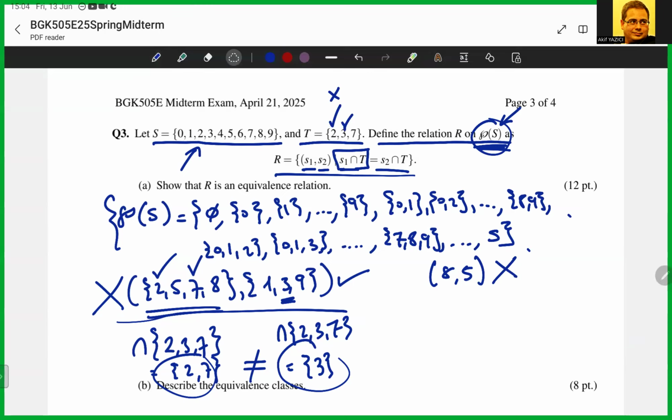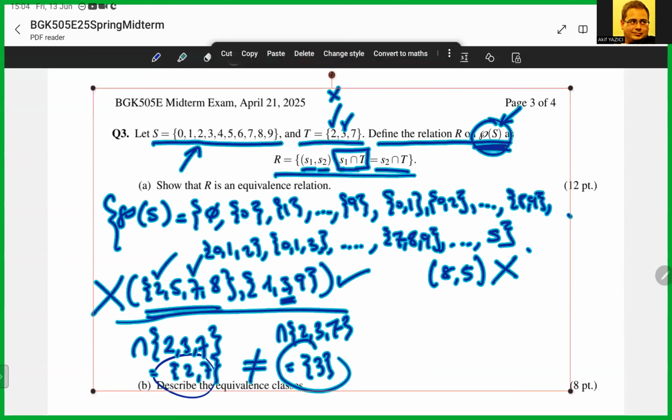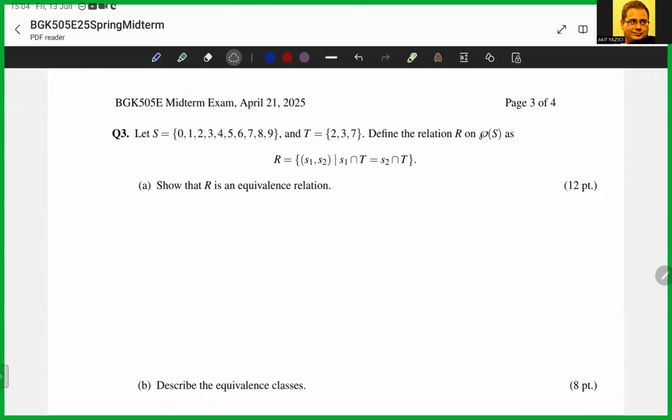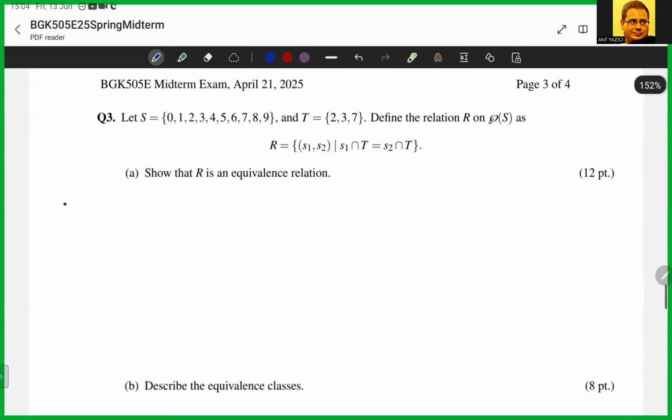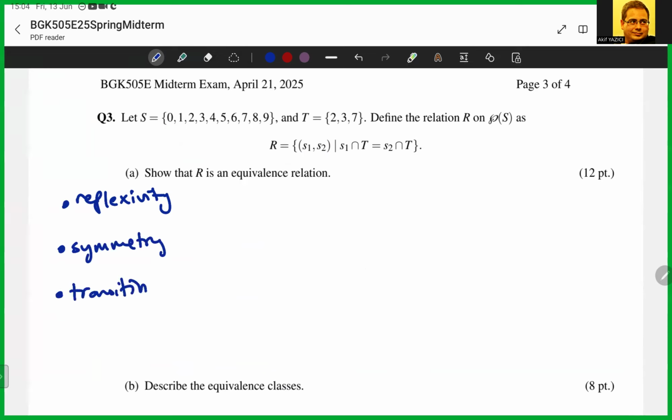Now I'm going to clear all these. And we want to show that this relation is an equivalence relation. And for that, remember, we want 3 properties. Number 1, we want reflexivity. Number 2, we want symmetry. And number 3, we want transitivity. And I need to show that relation R satisfies all these three properties.